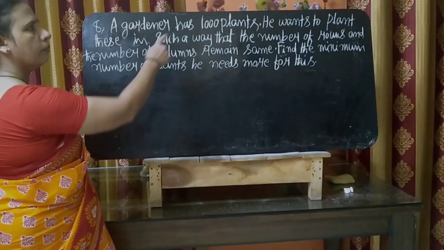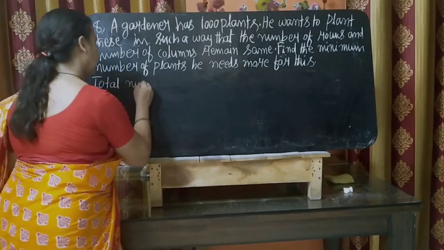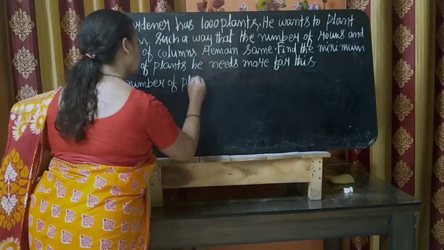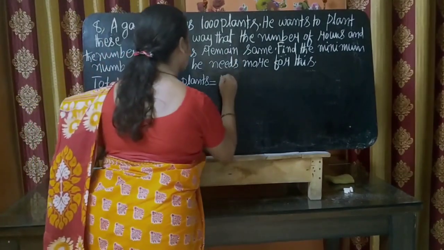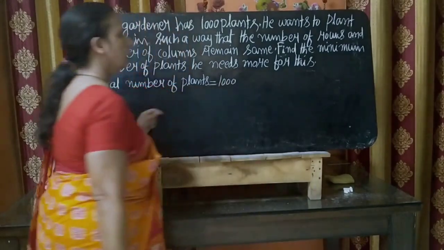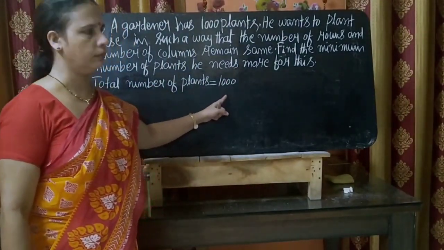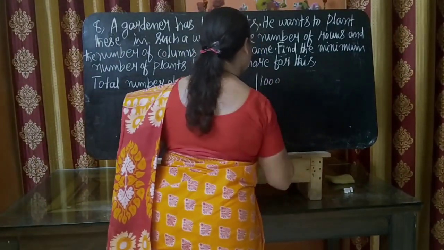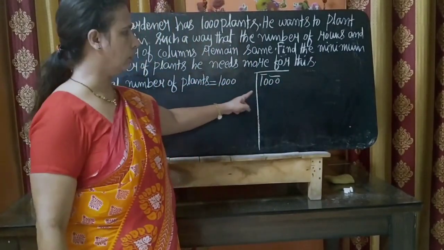Here, total number of plants equals 1000. This type of question we have to solve with the long division method. You already know how to solve the long division method.